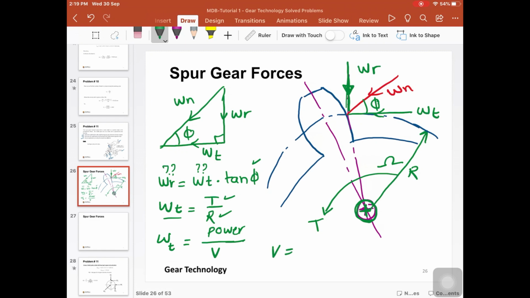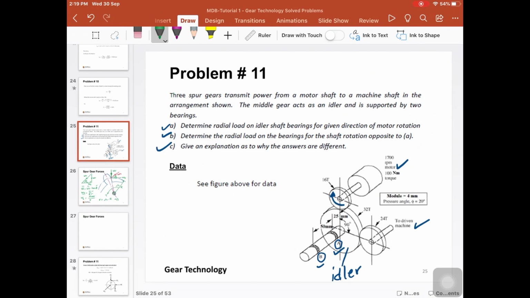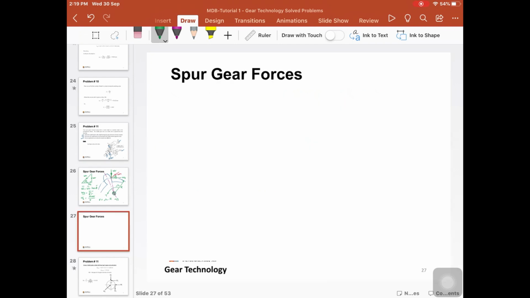The v here is the pitch line velocity, and in this case it is equal to omega multiplied by r, in meters per second. So this is how you work out the forces in a pair of spur gears. In our case here, we have two cases. Case number one, where the pinion rotates in the clockwise direction, and case number two, where the pinion rotates in the counterclockwise direction. What would the difference be on the bearing forces?